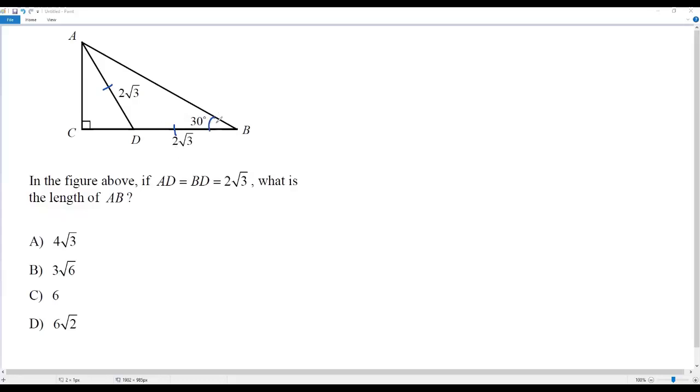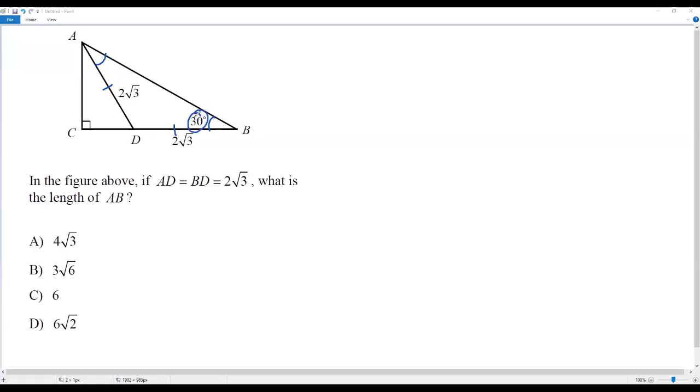So the angle measure over here is opposite to the side AD, and the angle measure over here is opposite to the side BD. So the angle measure over here and the angle measure over here are opposite to the sides AD and BD, which are equal in length. So these two angle measures must be equal.